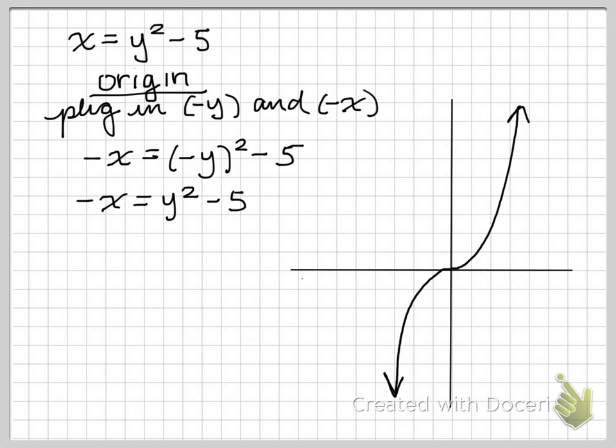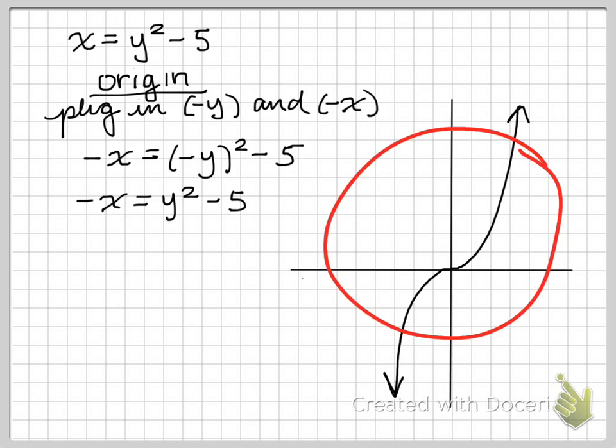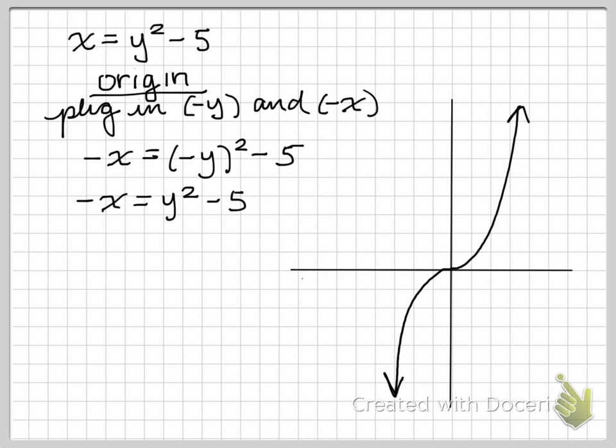This is the graph of an equation, this graph here, that has origin symmetry. And the idea is if I took any point on it, and then I went to the origin, and then I went the same distance on the other side, I would have another point on the graph of the equation.